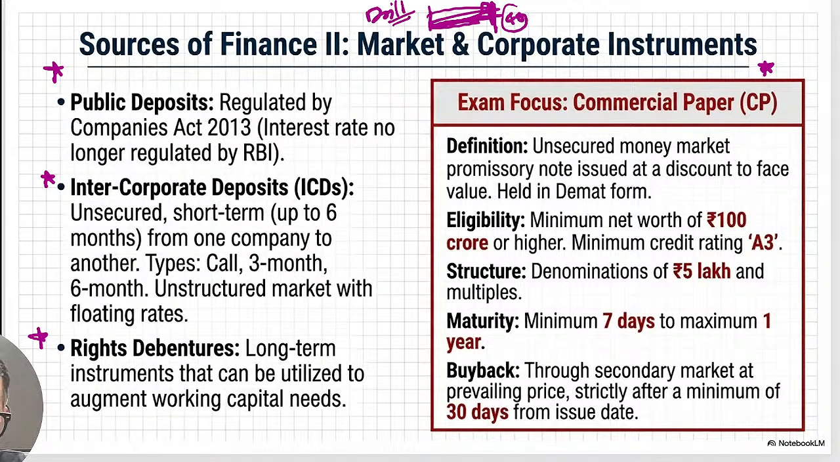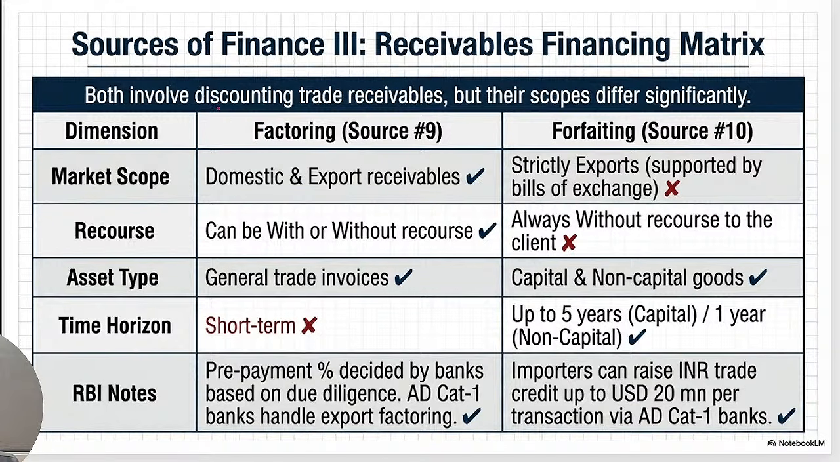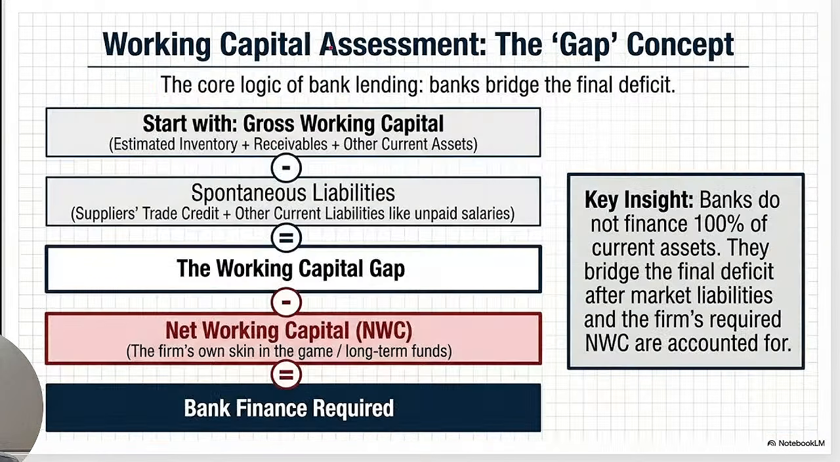right? So apart from this, factoring and forfaiting are other sources. Factoring and forfaiting are part of bill discounting and all. Then what we have is assessment of working capital. It starts with the gross working capital. Gross working capital means the inventory which you have, receivables and other current assets, cash and equivalents, minus spontaneous liabilities like payables, and current liabilities like salary, electricity bill and others.